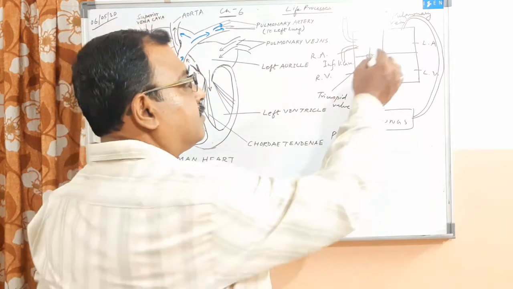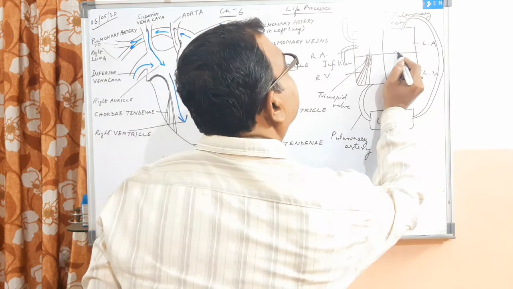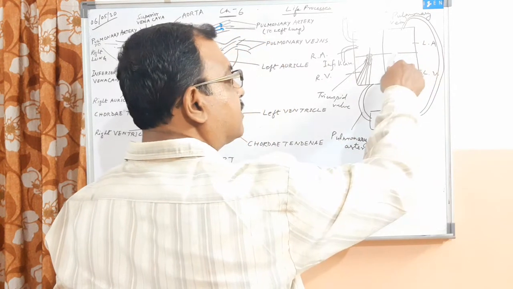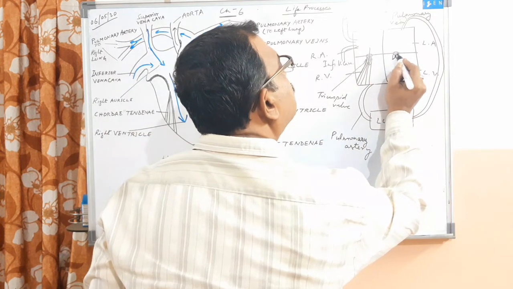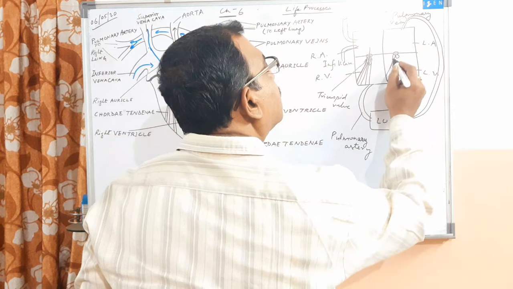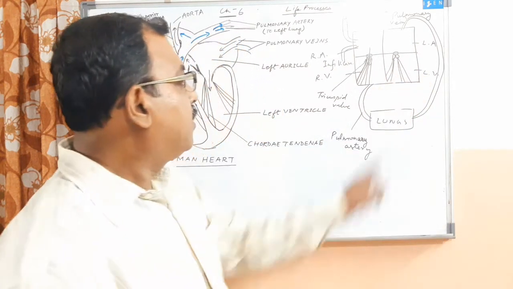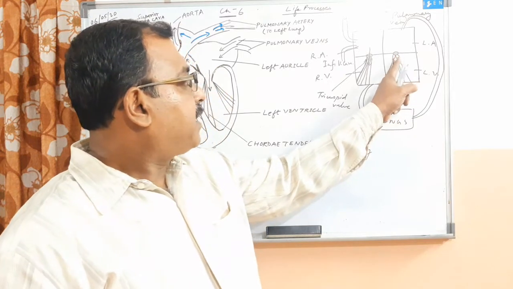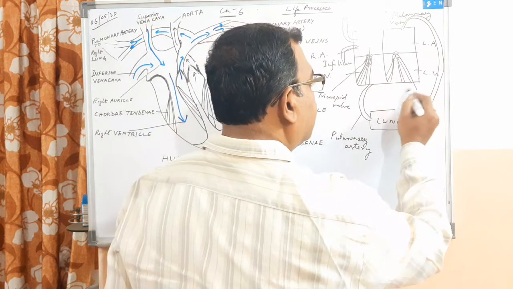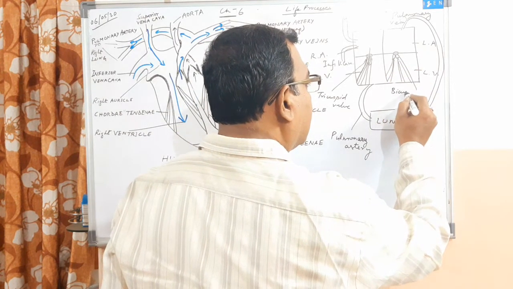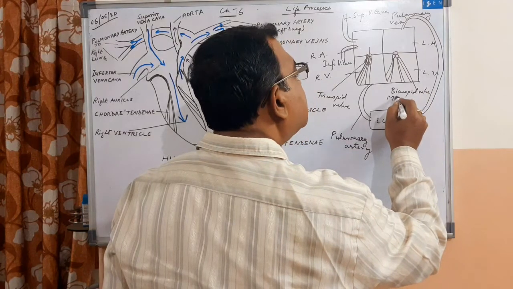Now after it is brought to the left auricle, it passes to the left ventricle. Now here is again one aperture, which is called the left auriculoventricular aperture, guarded by a valve which contains two flaps. So this is the bicuspid valve. Remember, this is the bicuspid valve, also called the mitral valve.